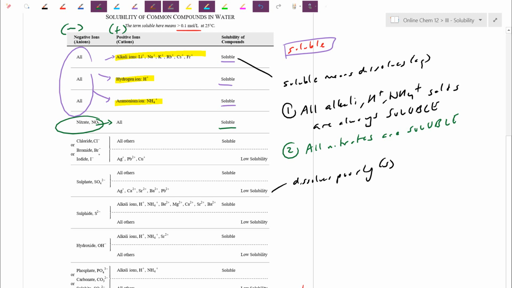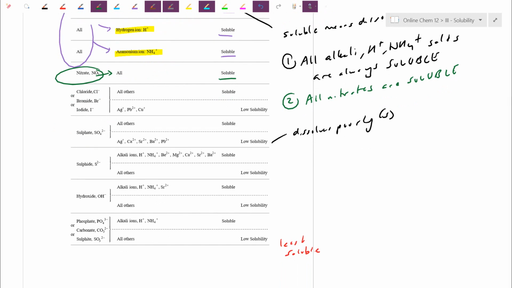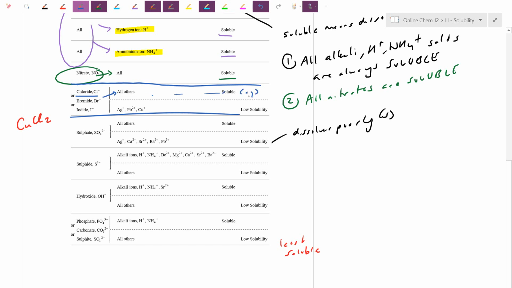It gets a little bit more interesting as you start going downwards. One thing to be really careful of, let's say I gave you this compound here, CuCl2. Can you check whether this is soluble or low soluble? Again, what you do is you first check the negative ion. The negative ion is chloride, so I'm now focusing in on this fifth row down here. Chloride with many things are actually soluble. They're going to be aqueous.